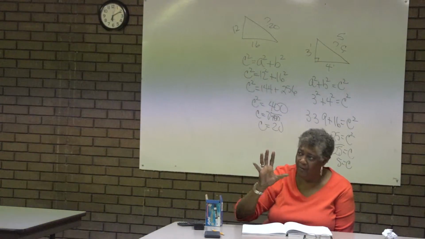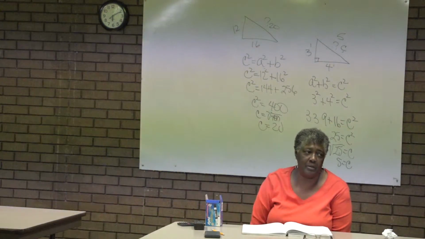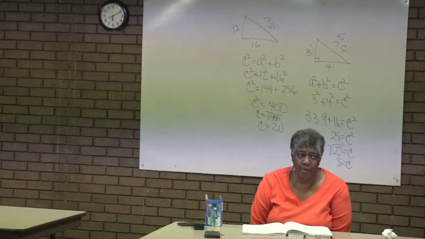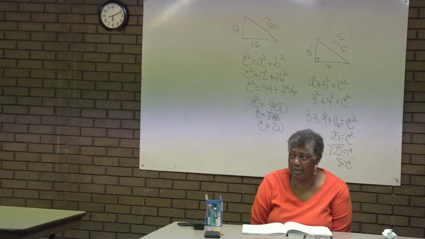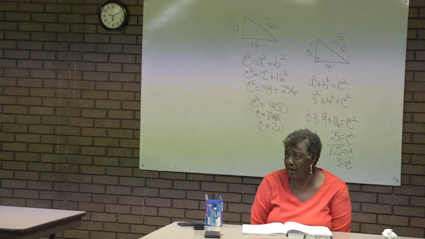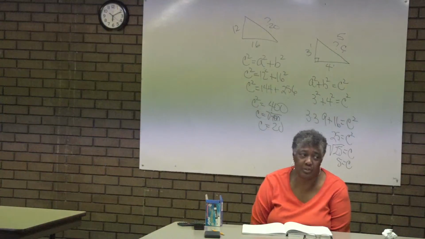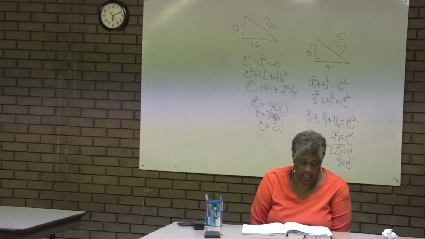3, 4, and 5 go together on that Pythagorean theorem. But most times they don't give you that. I'm just shocked when they give you the 3, 4, 5 because that's the example they always give. You don't have to figure out anything. It's there for you. But anything else, you're going to have to figure it out.